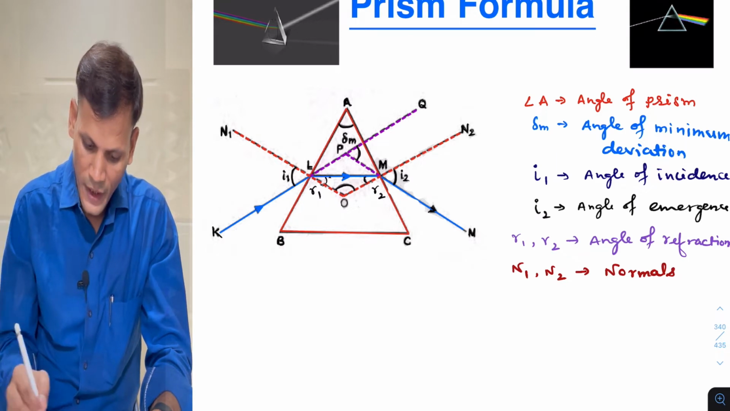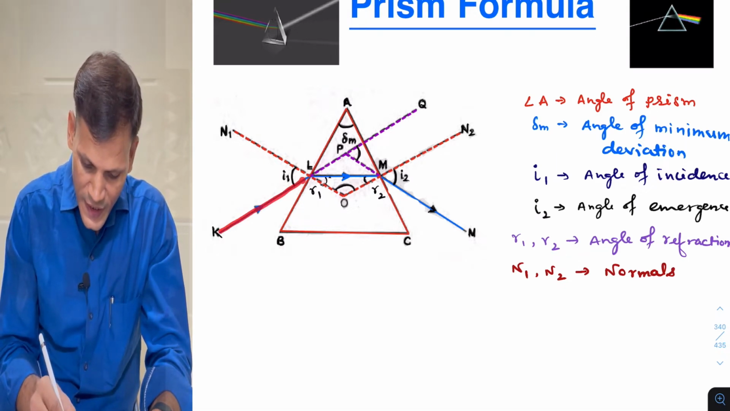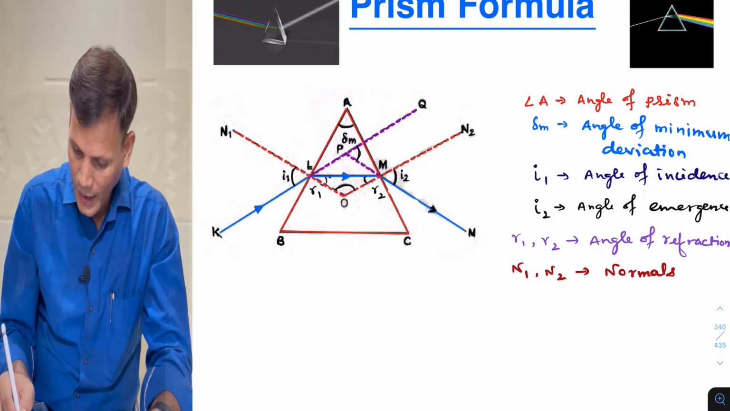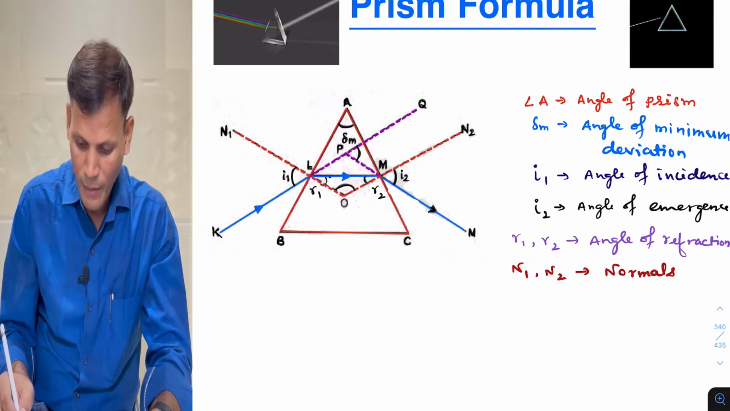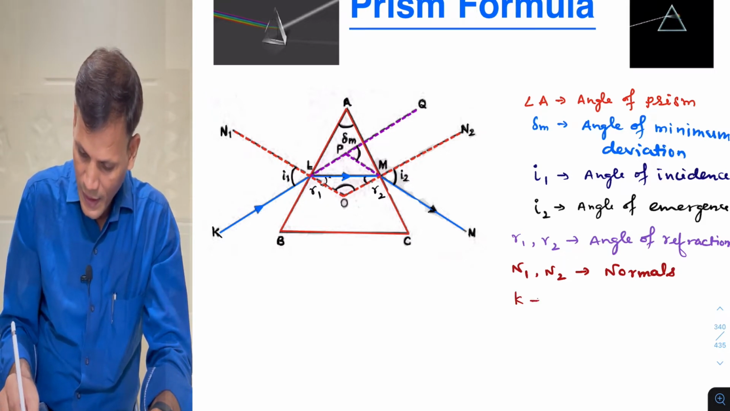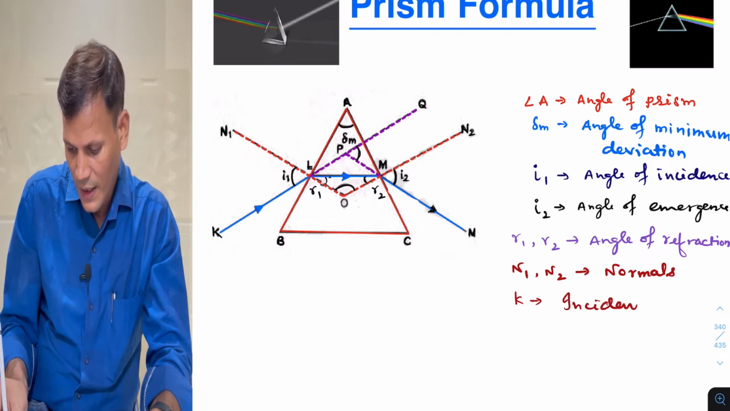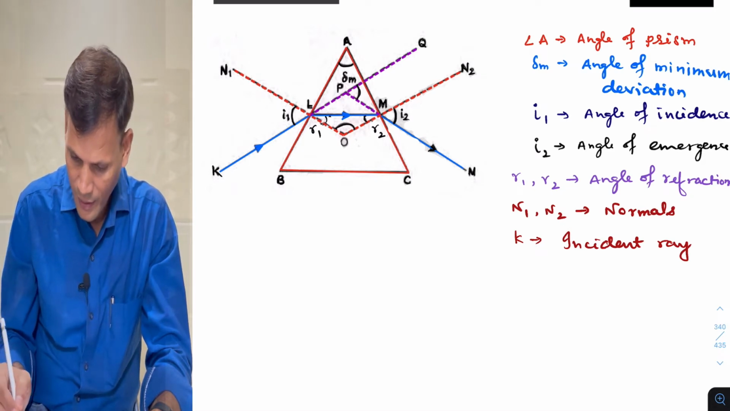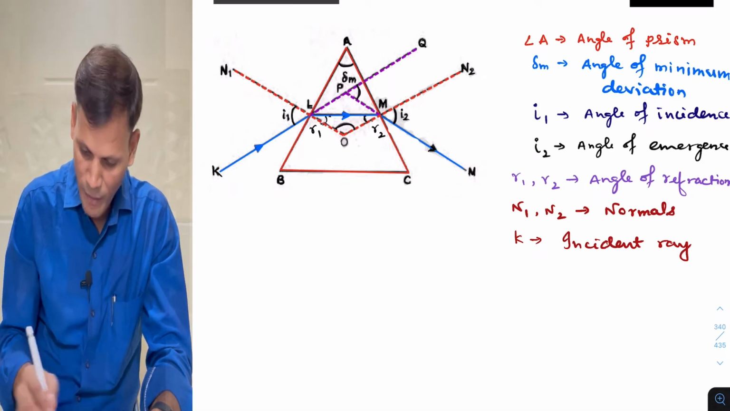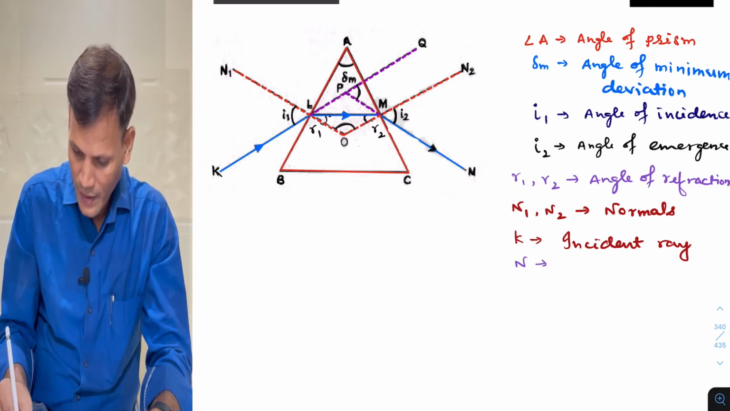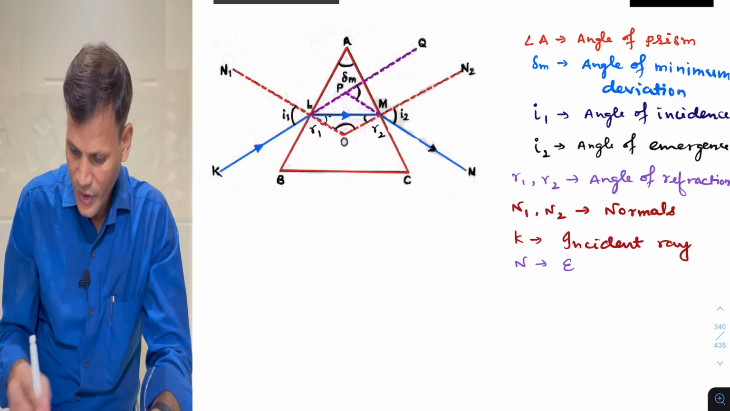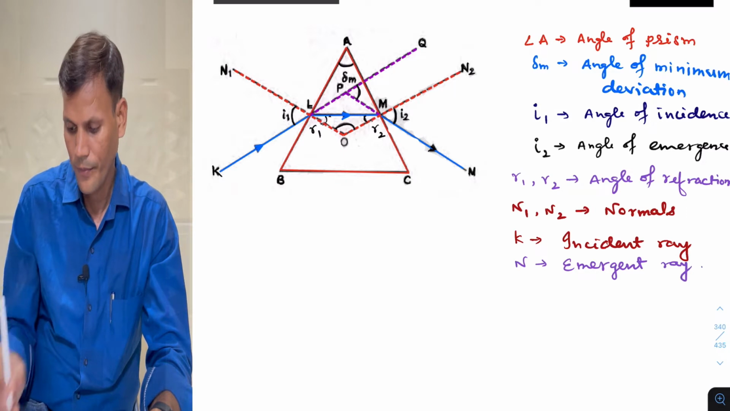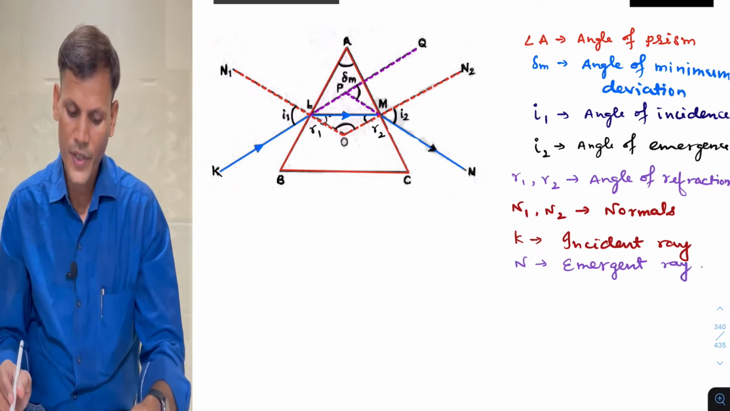Anything more? Nothing. So further, as this is the incident ray, we can write over here K is the incident ray and N is the emergent ray. Fine. So these all are the terms.